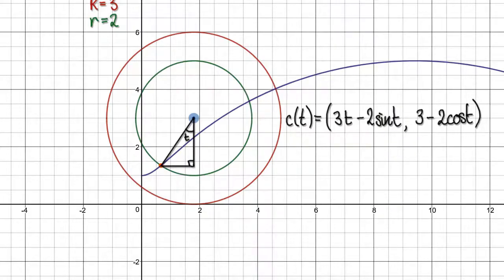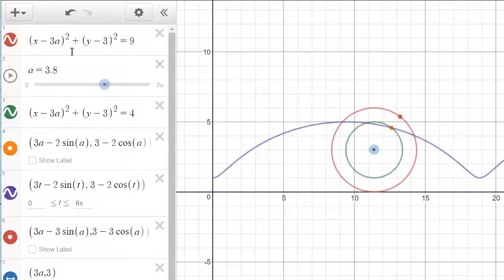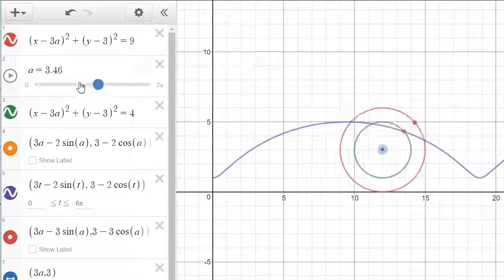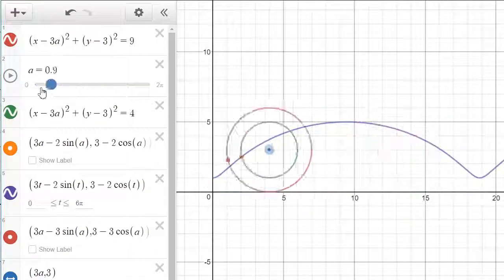Play around, load up Desmos and punch this in and play around with it, and then you really get a sense of what's going on. It will be given by this, right? Okay.